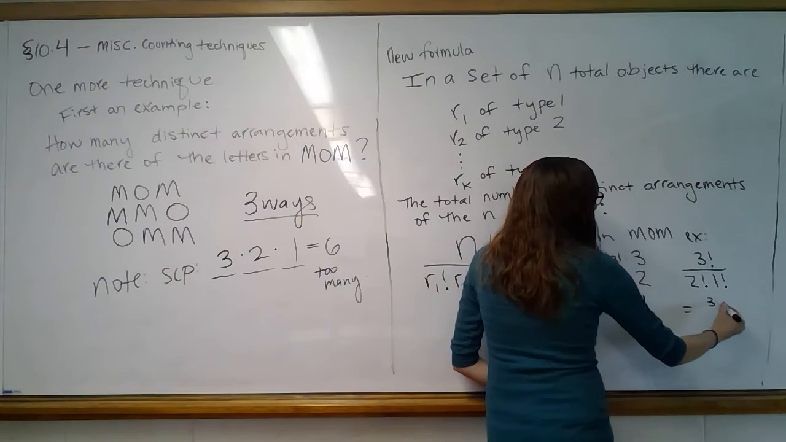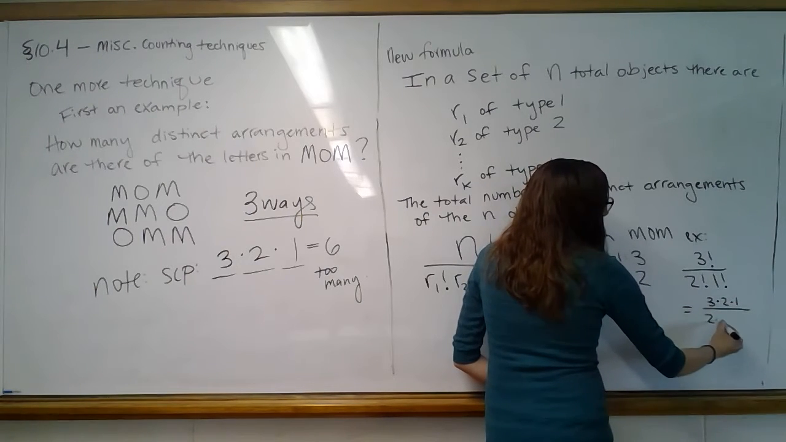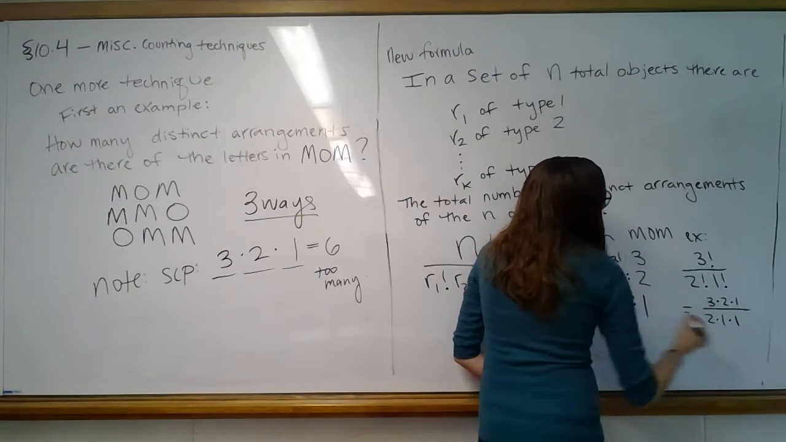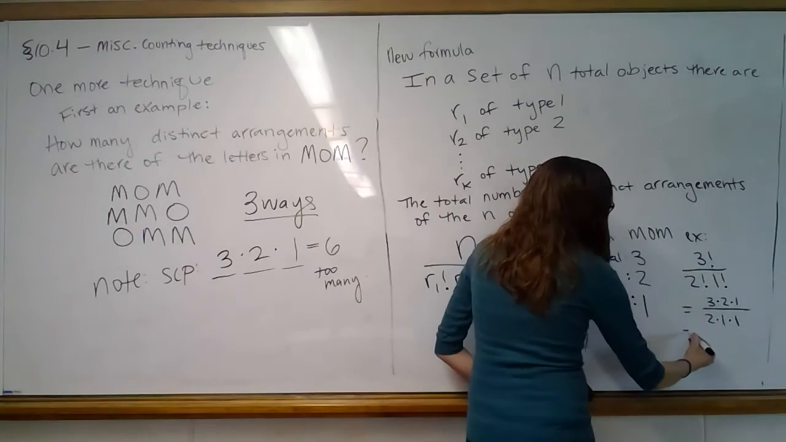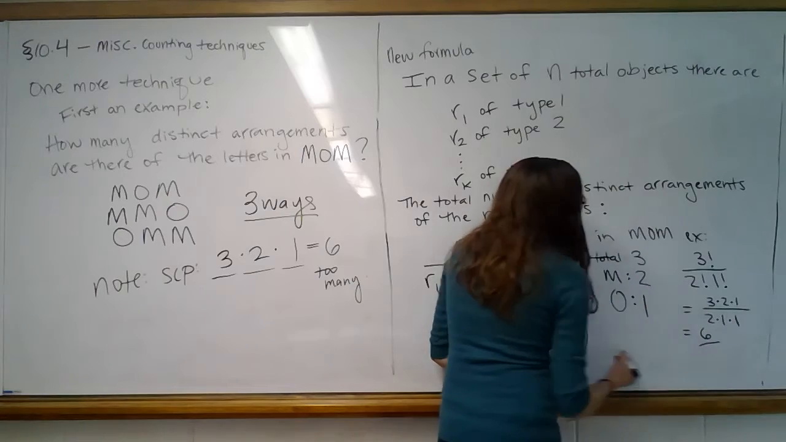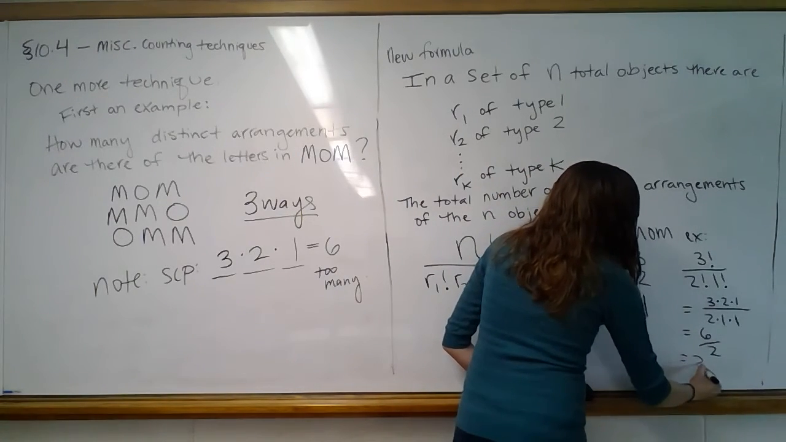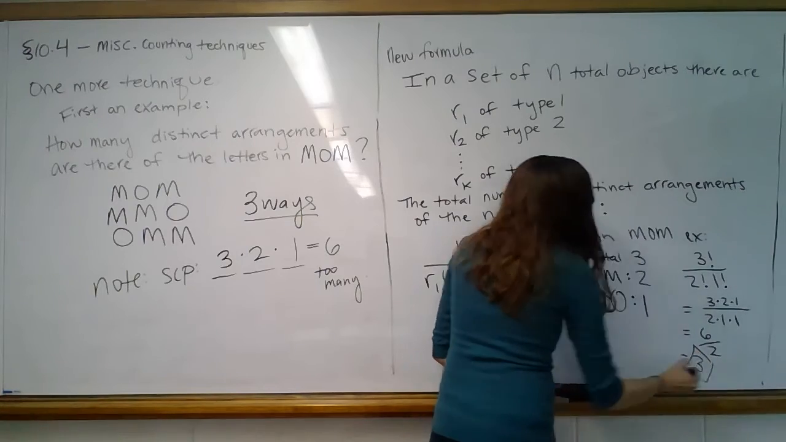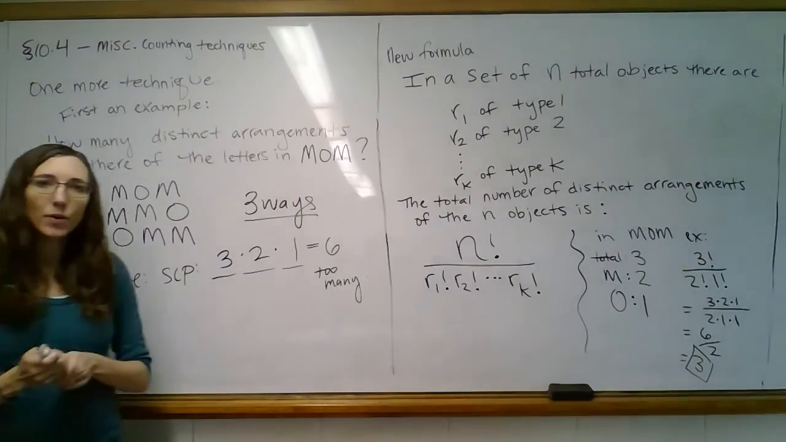So then that would be 3 times 2 times 1 divided by 2 times 1 times 1 factorial is just 1. So in the top, 3 times 2 times 1 is 6. In the bottom, 2 times 1 times 1 is 2. 6 divided by 2 is indeed 3, which was the number that we found when we just counted the ways.